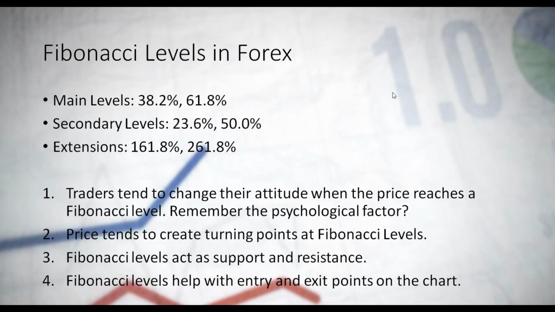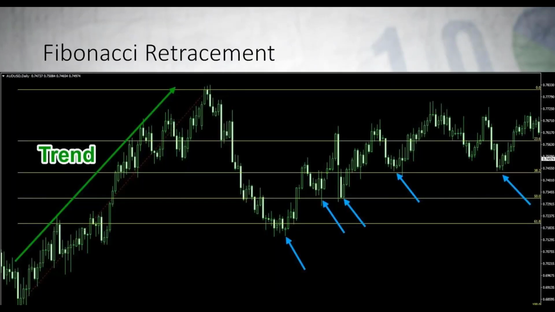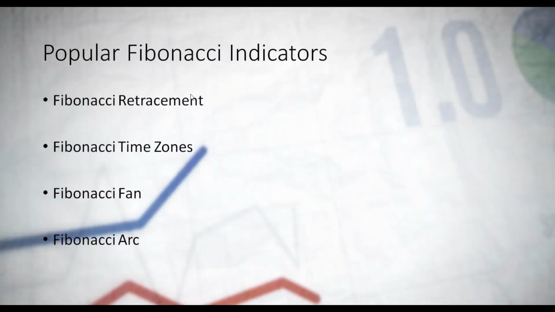So now let's get back to Forex trading and to some Fibonacci indicators in Forex. The indicators I like most are the Fibonacci retracement, the Fibonacci time zones, the Fibonacci fan, and eventually the Fibonacci arcs. But the first three are my favorite, and they all conform to the Fibonacci levels. And the good thing is that they are built into every MetaTrader 4 trading platform.